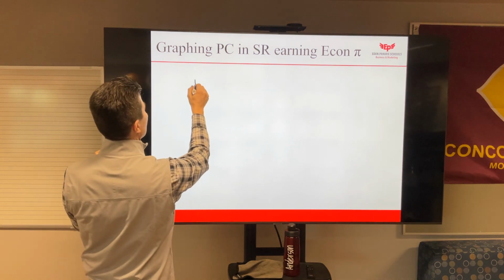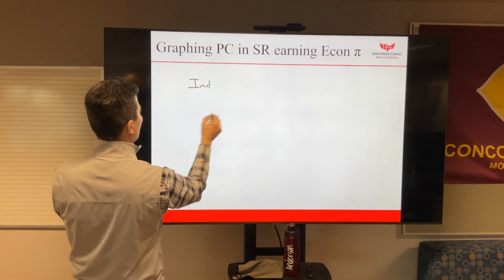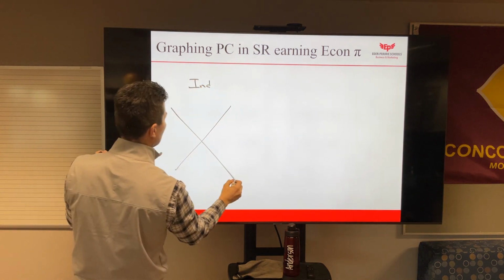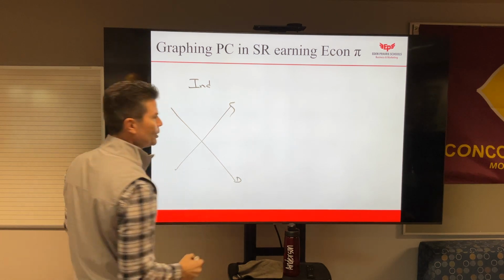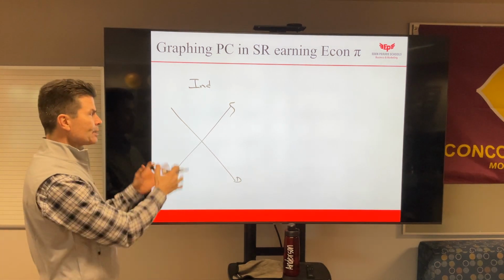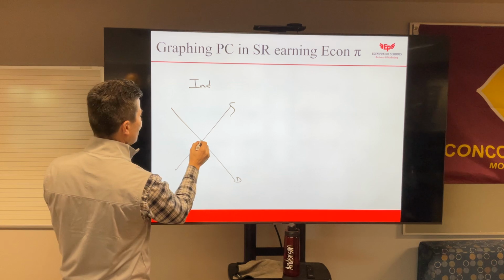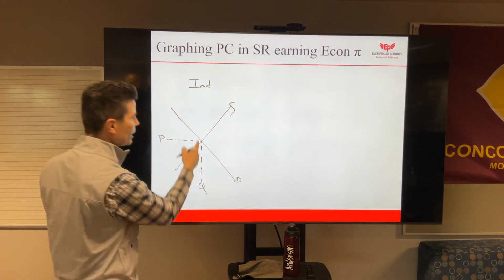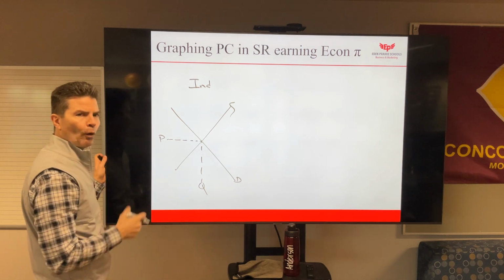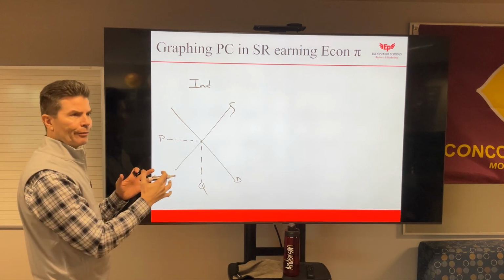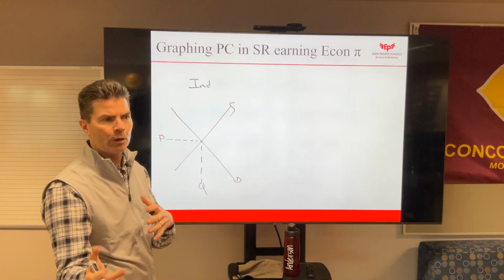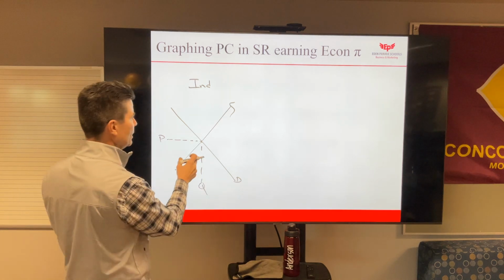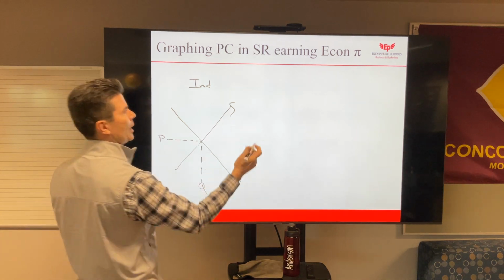So this is going to be my industry, and the industry is simply your supply and demand, right? You first have to get your supply-demand curve, and then remember that the equilibrium price and quantity is at the equilibrium point of the industry. So that's one thing. And again, remember, start and stop your video so you can keep up with the graph.